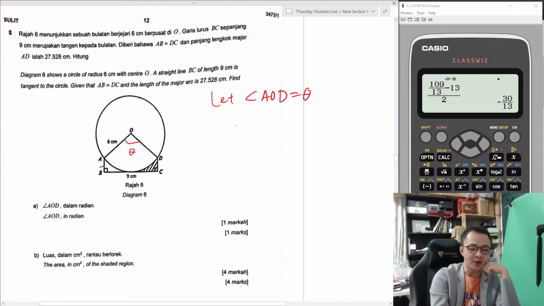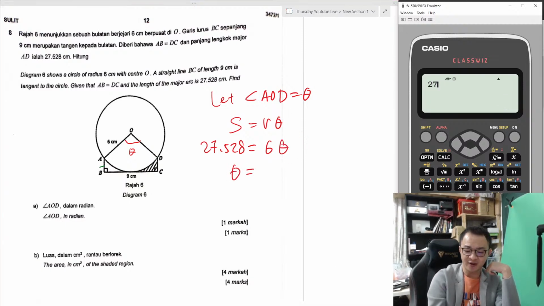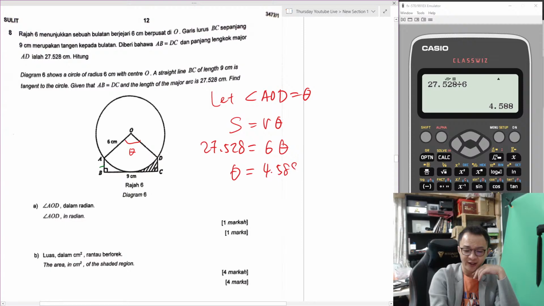So S equals r theta. My S is 27.528 equals r is 6, theta is theta. Straight away write 6 theta, okay? Then I can get my theta, just 27.528 divided by 6. I think it's 1 mark only. So it's 4.588 radian. Then they asked us to find the area of the shaded region.